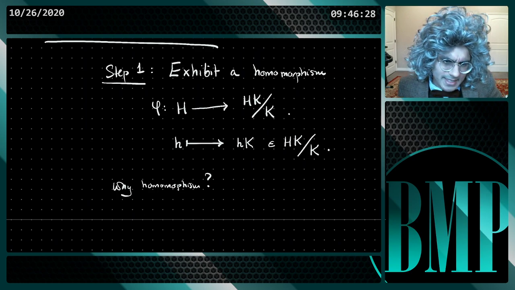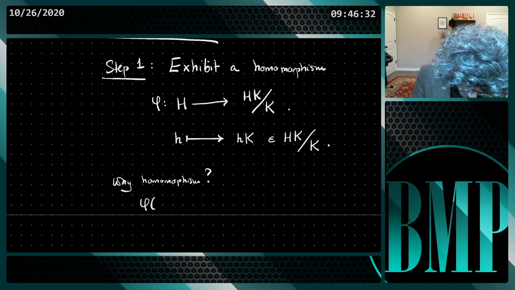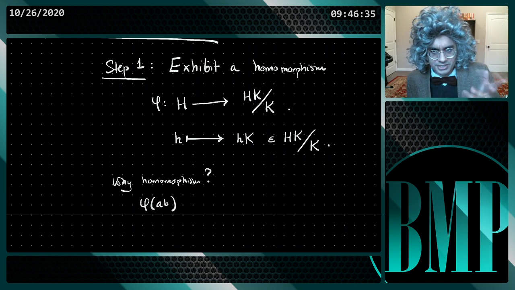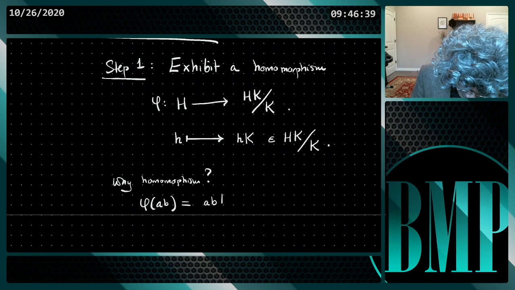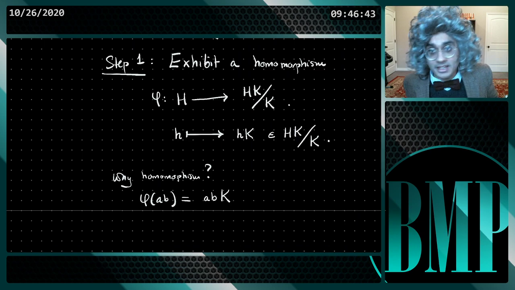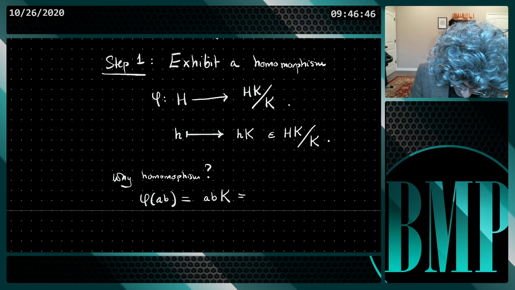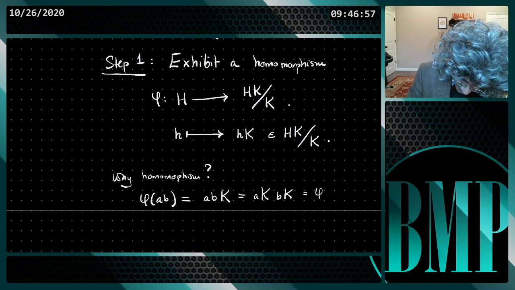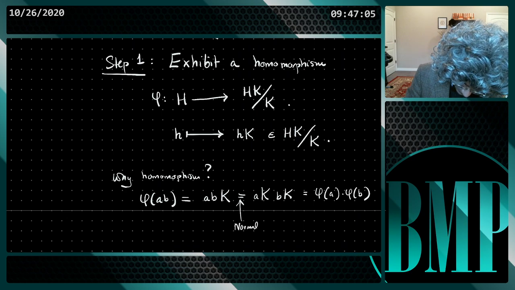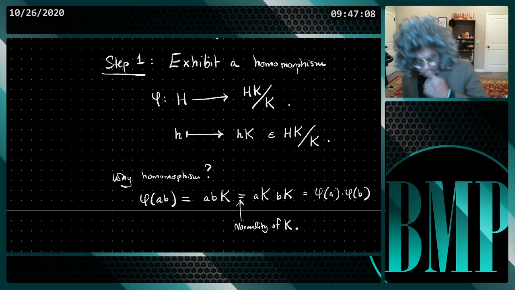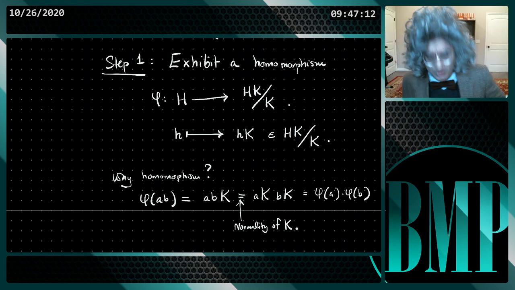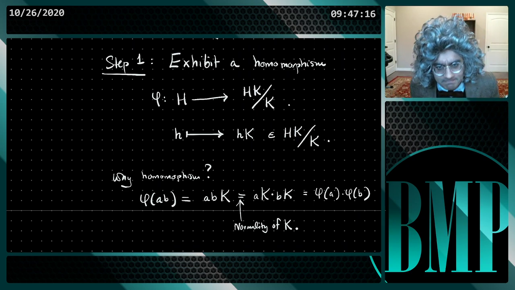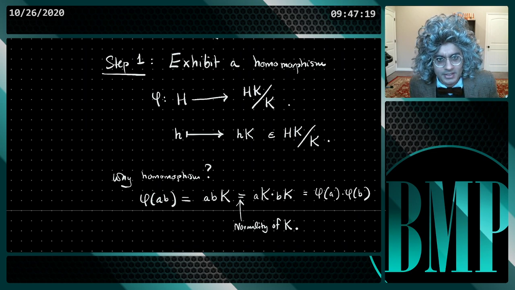Well, let's do it like this. Okay. What is phi of A times B? A and B are both in H. Well, by definition it's AB times K. It's this coset. But K is normal. So coset multiplication works the way you want it to work. And so this is normality. Okay, so that's your simple kind of one-liner reason why it's a homomorphism.